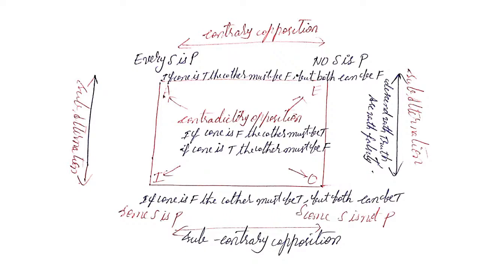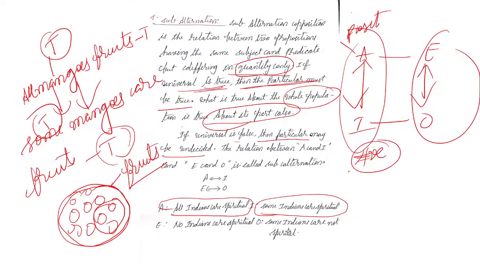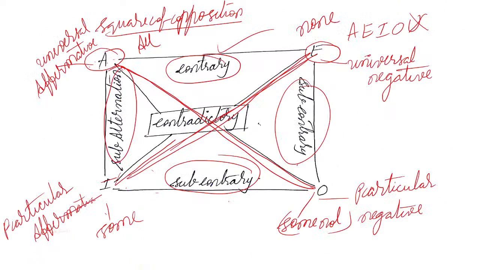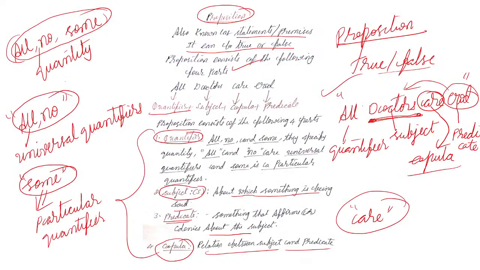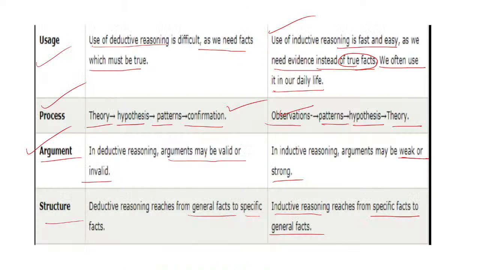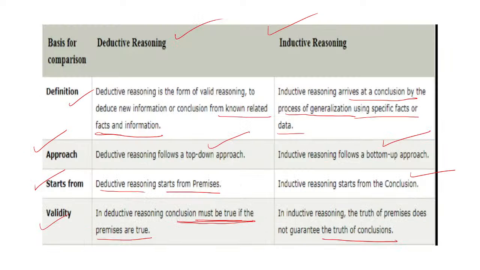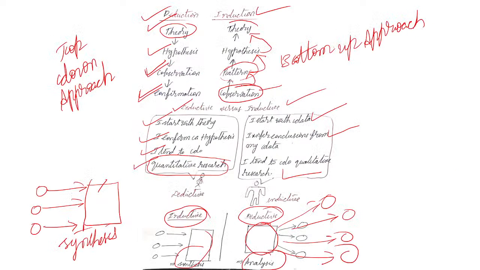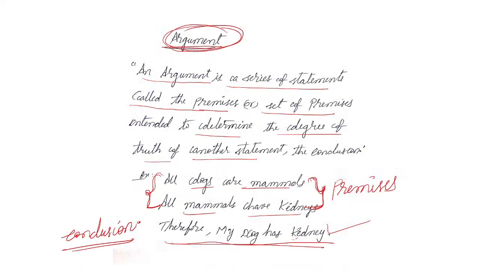Square of opposition: most of the time questions come from this, the types of statements, and circular argument. Deductive and inductive are also very important. Maximum every time a question will come from this area.